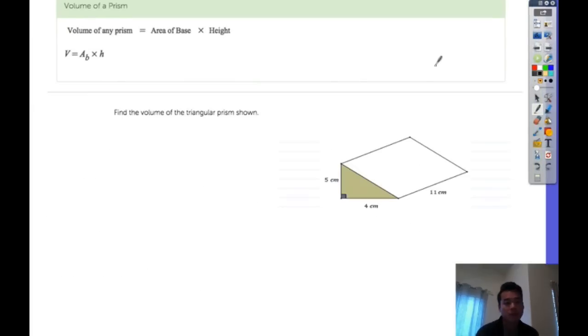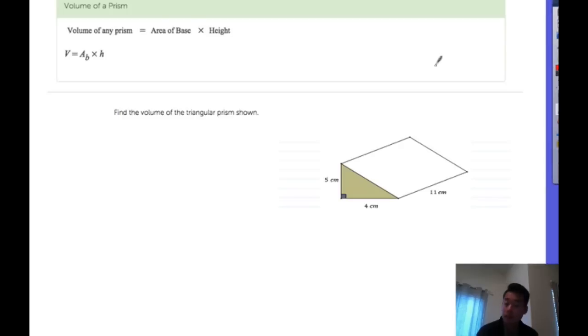Next, we have the volume of a triangular prism. So again, the volume is always going to be the area of the base. That's what this little AB means. A sub B means area of base. Okay, and H stands for height.